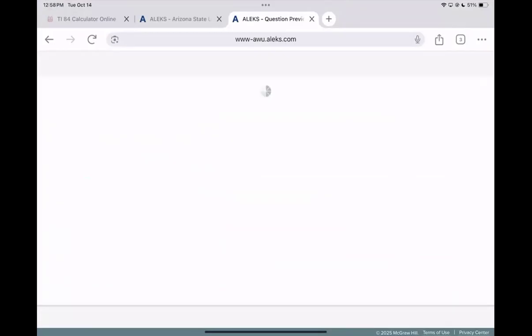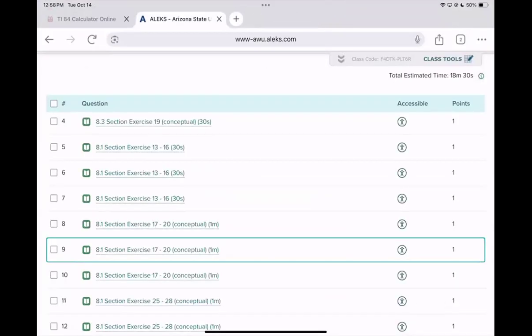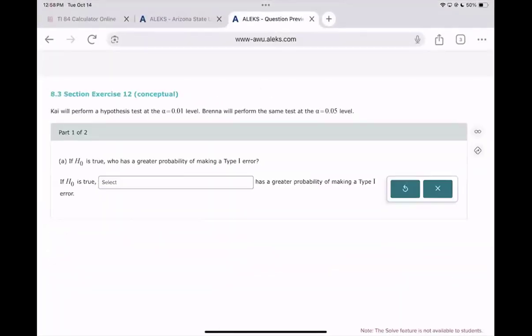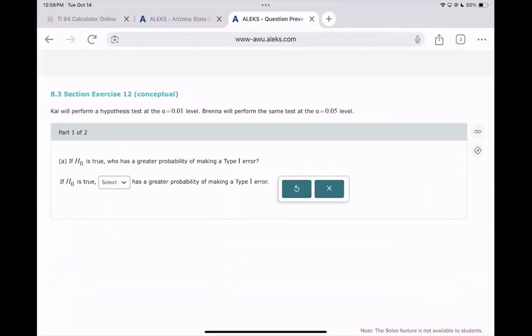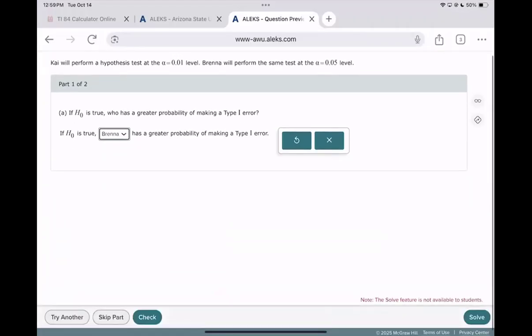14. There we go. Kai will perform a hypothesis test at the 0.01 level. Brendan will perform the same test at the 0.05 level. If H naught is true, who has the greater probability of making a type 1 error? So look, alpha is essentially the probability where if H naught is true, you're going to reject H naught. Alpha is the probability of a type 1 error. So Brendan has the greater type 1 error probability.